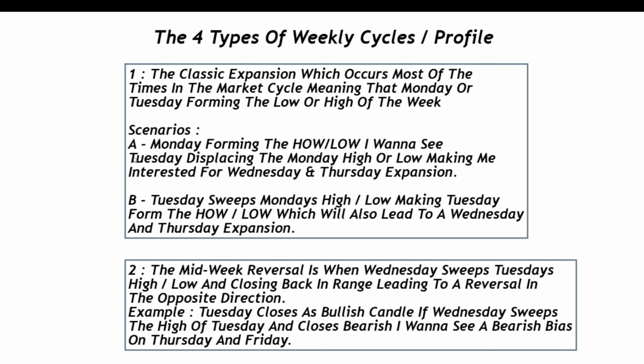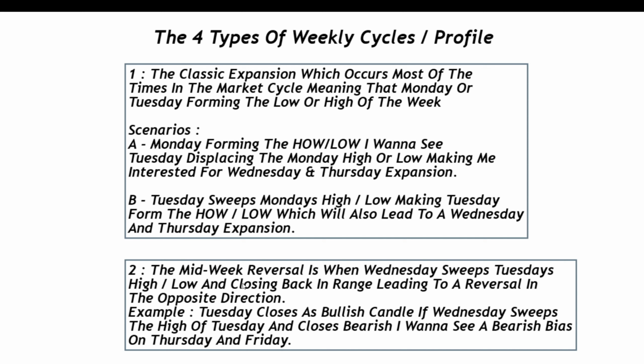So let's say Monday formed a high or low, Tuesday comes in displacing the Monday high or low, making me interested in a Wednesday and Thursday expansion. The second scenario is Tuesday sweeps. Here we talked about displacing, but here we're talking about sweeping. Tuesday sweeping Monday's high or low, making Tuesday form the high or low of the week, which will also lead to a Wednesday and Thursday expansion. So if Tuesday sweeps Monday's low and closes in range, I want to see Wednesday to Thursday having an upside expansion. This is in a bullish scenario.